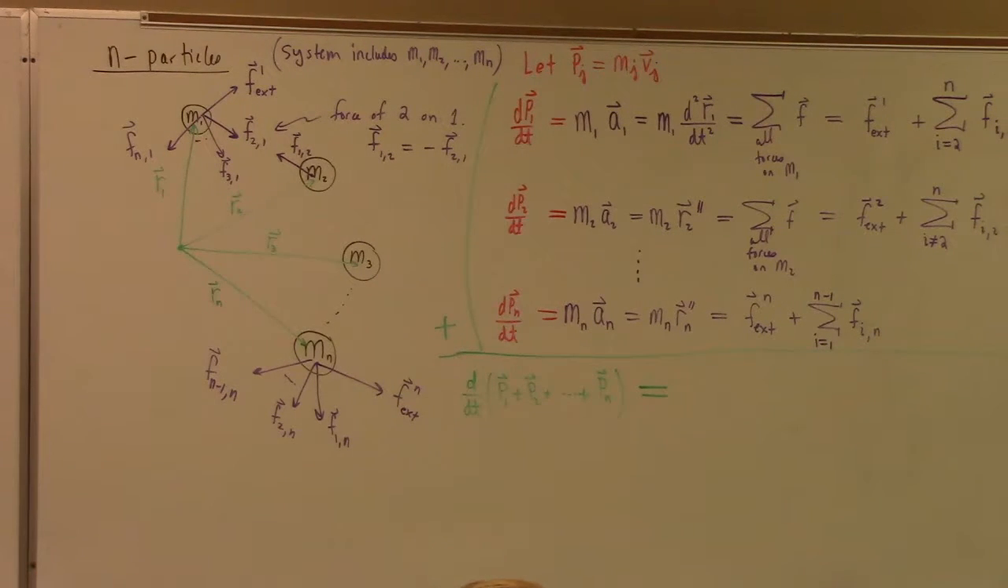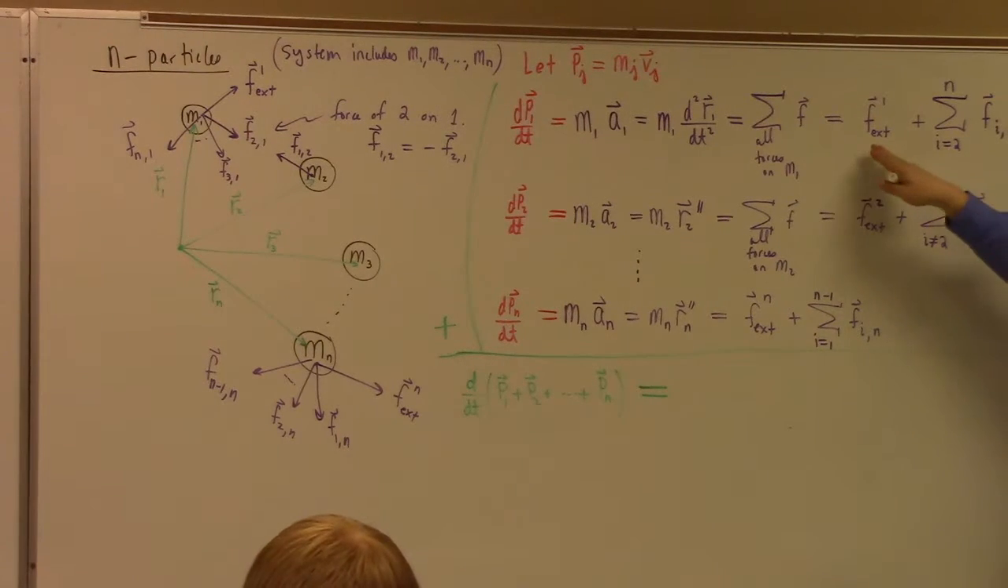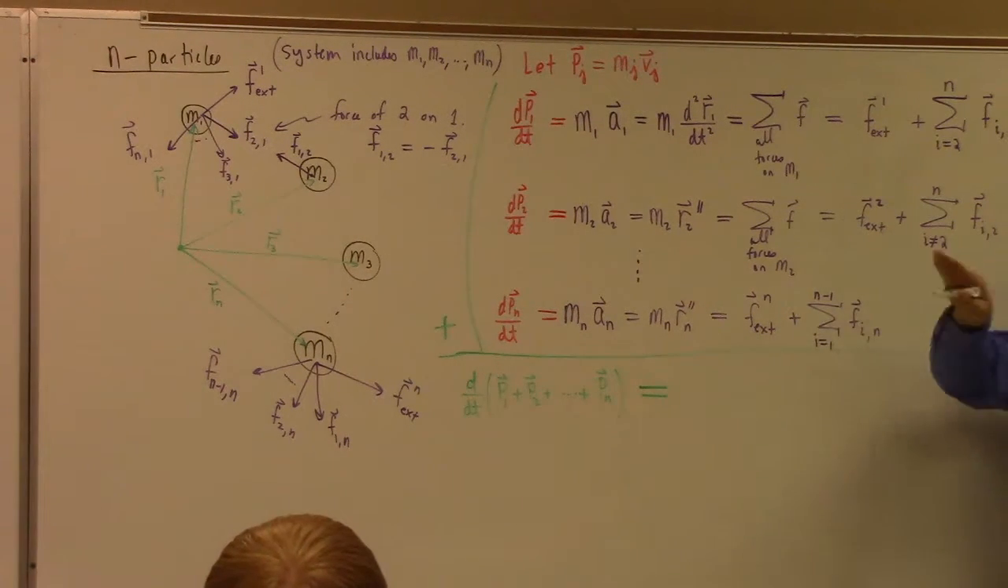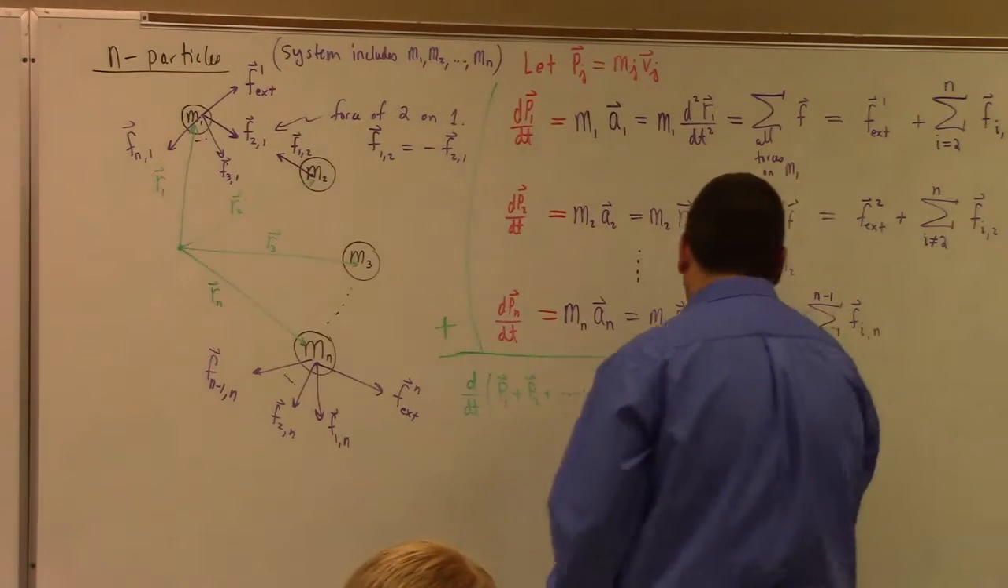See, these guys come in third law pairs. So when you add all of these up, all those internal forces do what? Yeah, they cancel. So these horrible things all die. They'll cancel each other out, and you're just left with the sum of this, this, and that. In other words, the net external force.